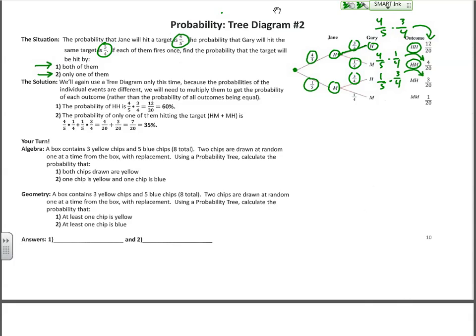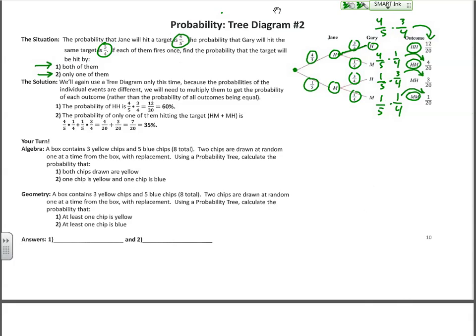Well, let's say they're both having off days and they both miss, right? 1/5 probability that Jane misses, 1/5 probability that Gary misses, 1/4 times 1/5, multiply those probabilities together, and it's a 1 in 20 chance that we get the miss combo there.